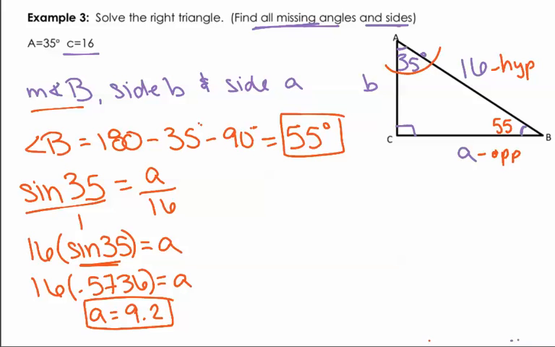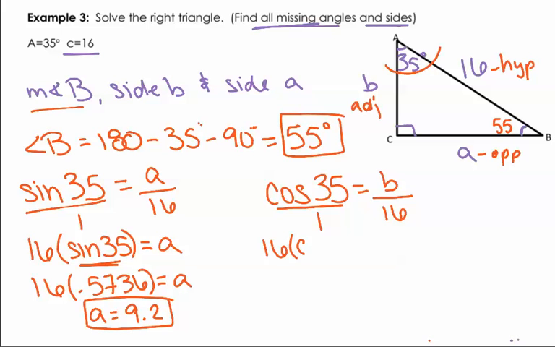Now we're going to go ahead and do the same type of thing to find B. B here is going to be my adjacent side and hypotenuse. So adjacent and hypotenuse means I'm going to use cosine, and it's always sine, cosine, or tangent of your angle. So cosine of 35, because that's my angle, equals my adjacent side B over hypotenuse. So the same idea here. Put this over 1, you're cross multiplying. 16 times the cosine of 35 equals B.